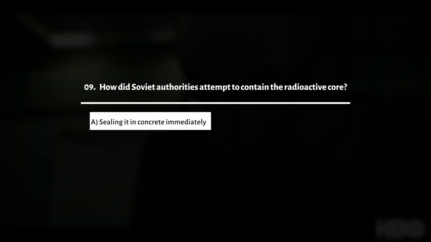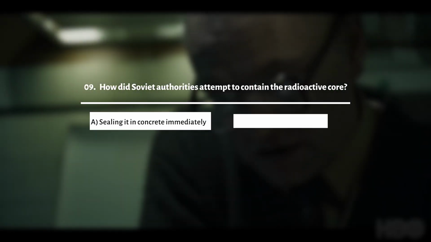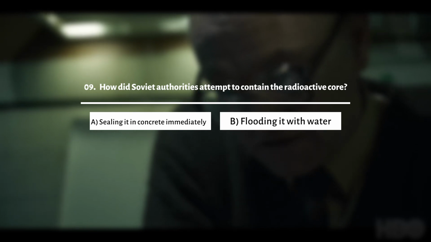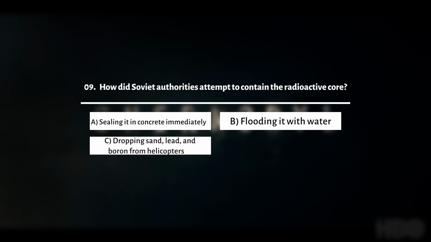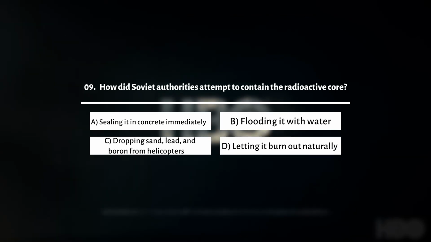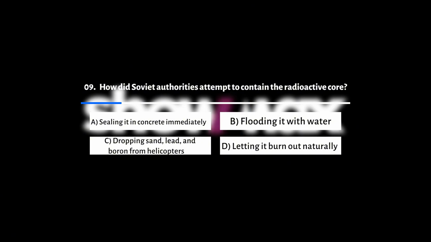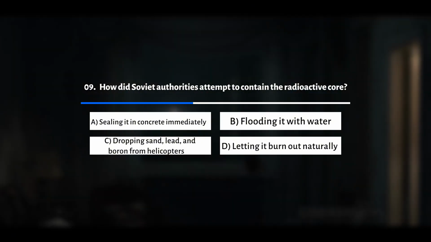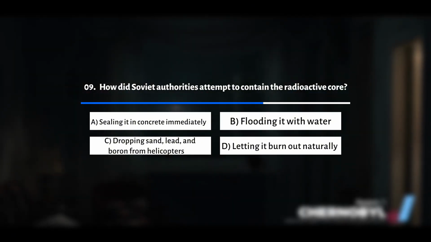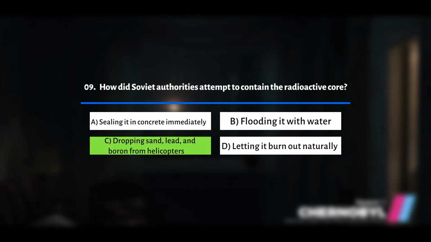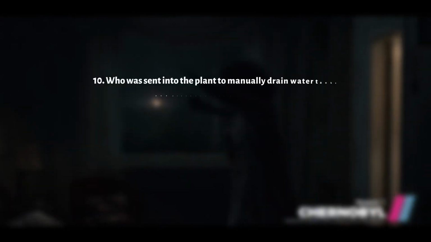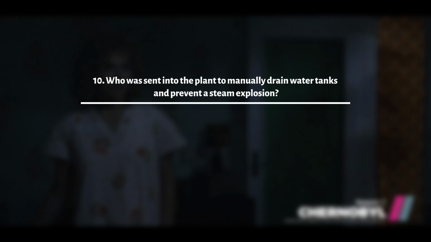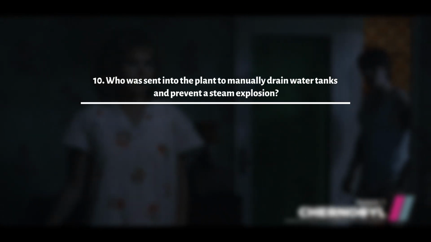A. Sealing it in concrete immediately. B. Flooding it with water. C. Dropping sand, lead, and boron from helicopters. D. Letting it burn out naturally. Correct answer, dropping sand, lead, and boron from helicopters. 10. Who was sent into the plant to manually drain water tanks and prevent a steam explosion?